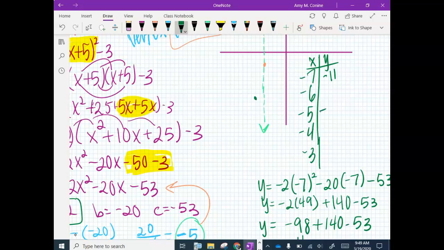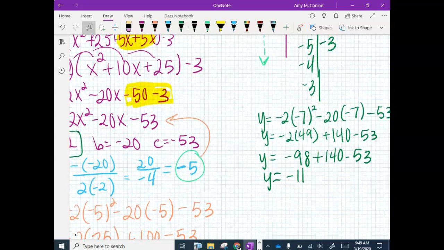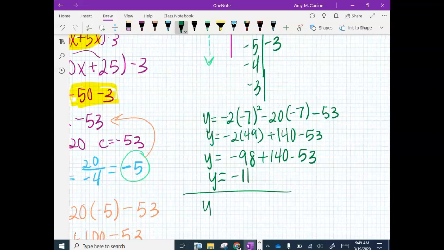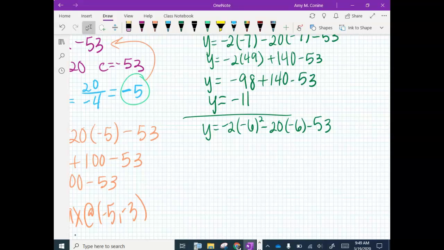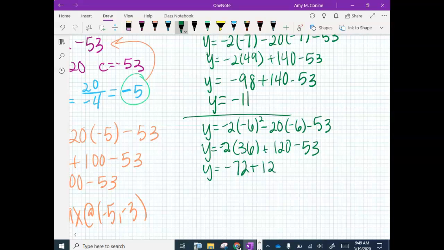We know -5 is at -3. So let's find -6. Again, same thing. Plug in your number, do the algebra. So -2 times -6 squared, minus 20 times -6, minus 53. This is -2 times 36, and the positive 120, so -72 plus 120 minus 53.